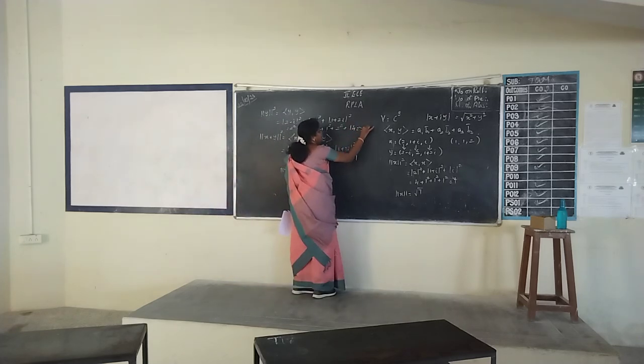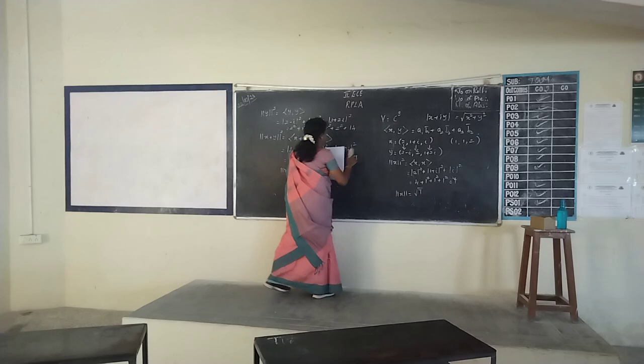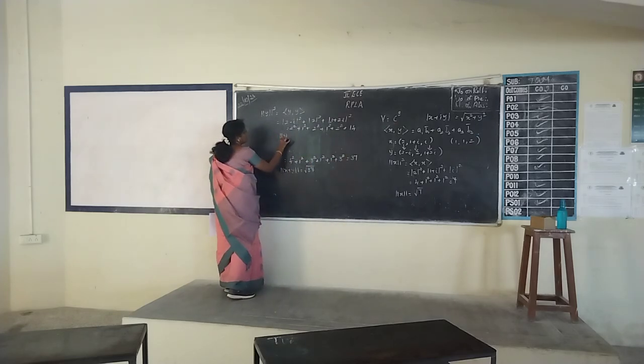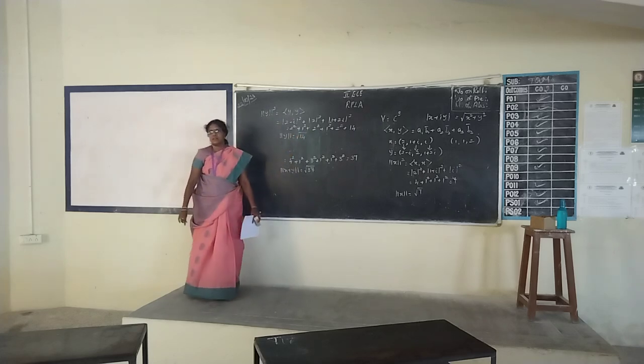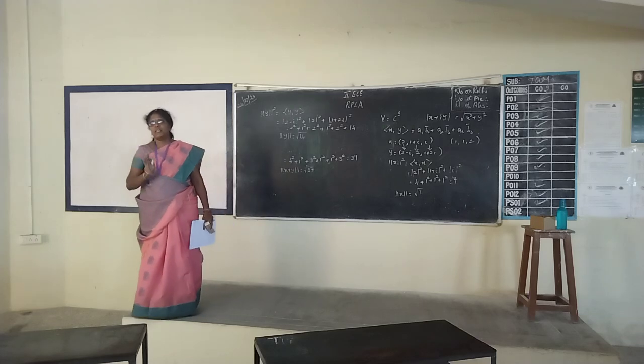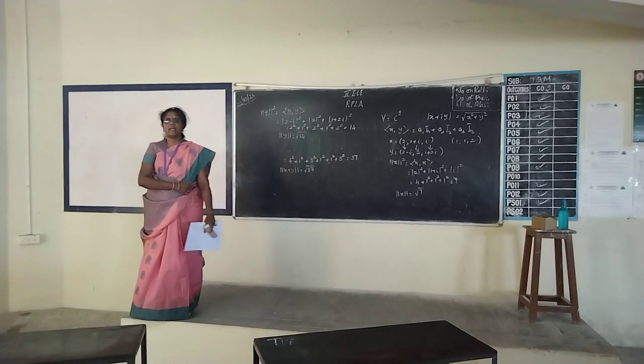So what is the norm of y? Square root of 4. So now we have got all three values. Check your triangle inequality first. What is the triangle inequality?